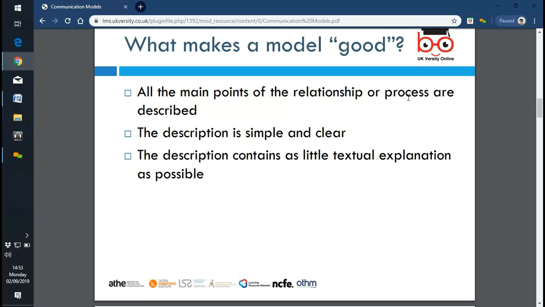All the main points of the relationship or process are described. The description is simple and clear, and contains as little textual explanation as possible.